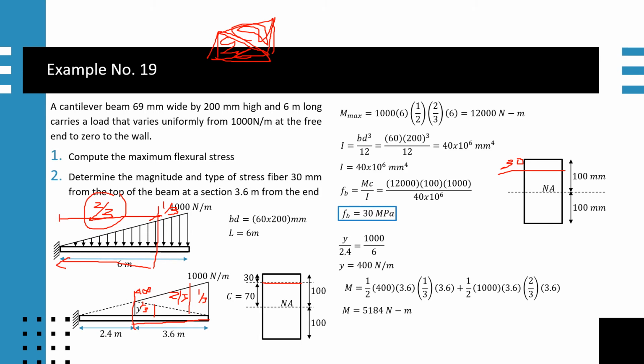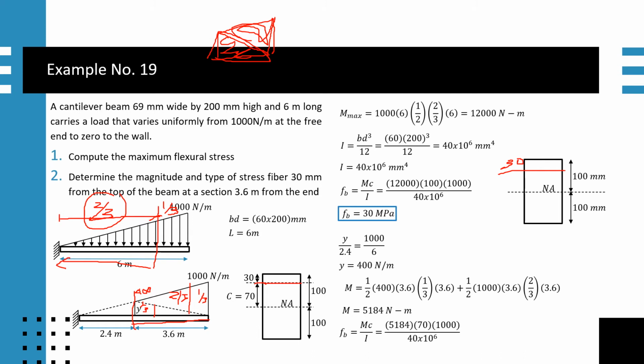Kasi ang ibig sabihin ng C, ano bang ibig sabihin ng C dun sa sinabi ko nung una? It is the distance between the neutral axis NA to the point where you are solving bending stress. Okay? So, dito yan. So, ang kanilang distance is 70. So, yun ang gagamitin nyo dito. So, papalitan nyo lang tong C ng 70 at yung M ng 5184.